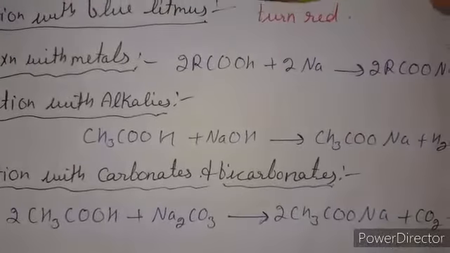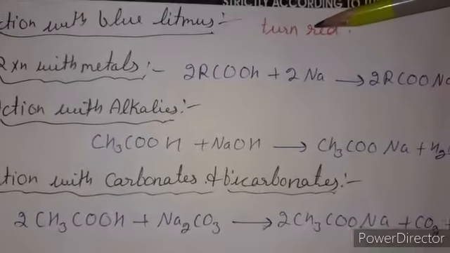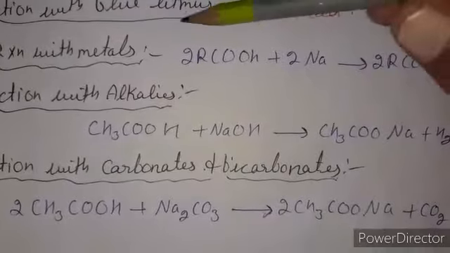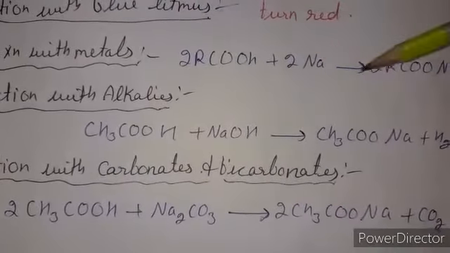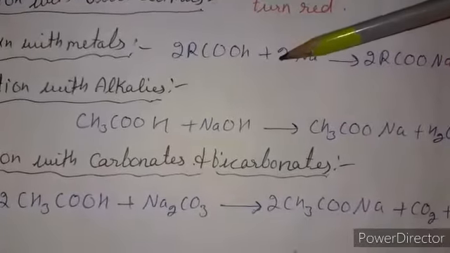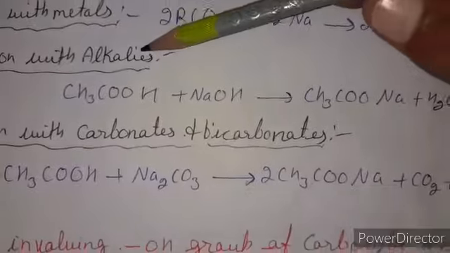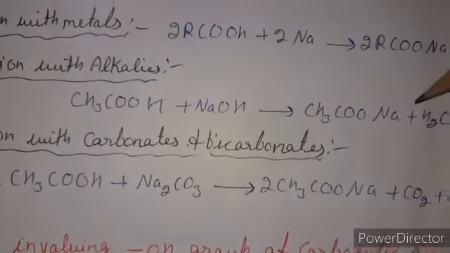Next, action with blue litmus. When we put blue litmus paper in carboxylic acid, it turns red. It means it is acidic in nature. Reaction with metals: when carboxylic acid reacts with alkali metals, it forms a salt plus hydrogen gas. So it also indicates it is acidic in nature. It also reacts with alkalis to form a salt plus water, a neutralization reaction.